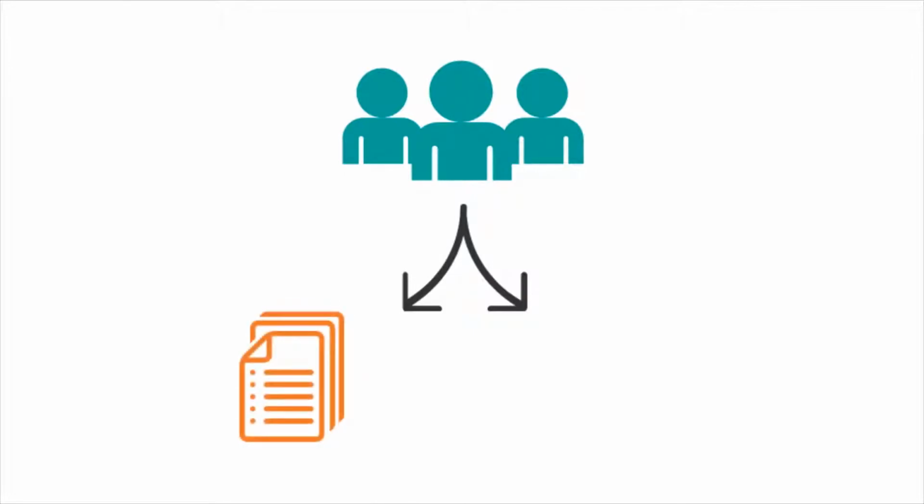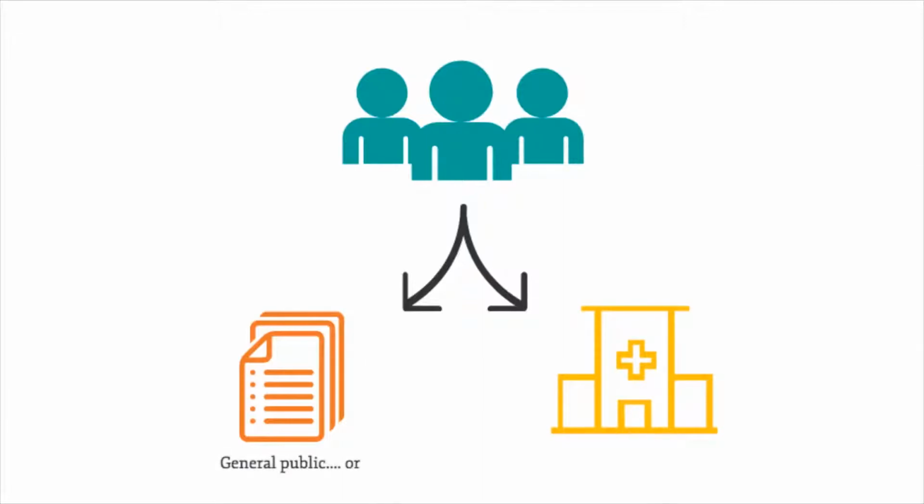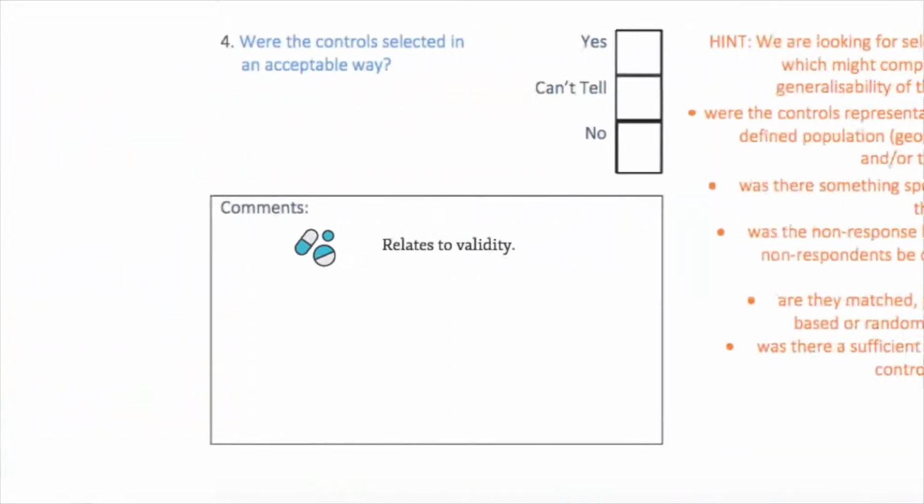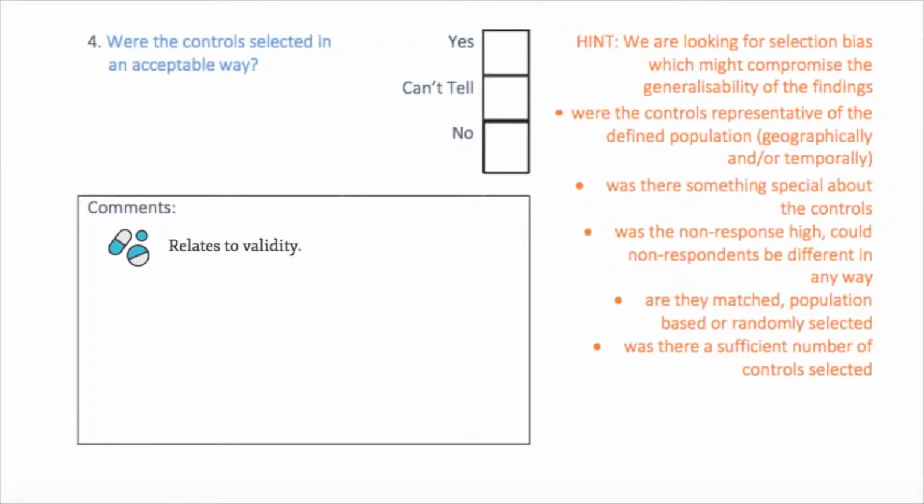Population controls can be selected in a number of ways, for example by using electoral rolls or lists of patients in GP practices. Sometimes, however, instead of using population controls, case control studies select controls from within hospital patients. This is usually quicker than finding population controls, but it introduces bias in the study because hospital patients may not be representative of the general population, as they are likely to be less healthy than the general public.